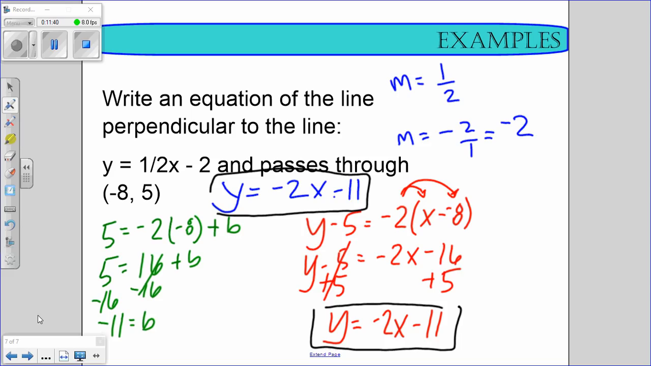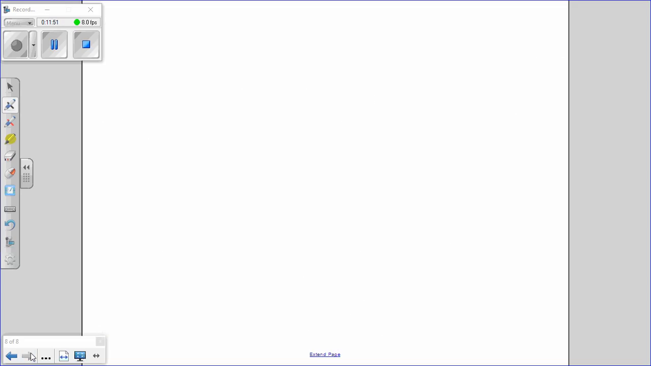Again, you only have to do one method. Maybe if you want to check your work, you can see if you did it right by doing both of these, but you do not have to do that. So that is it. Let me know when you have questions.